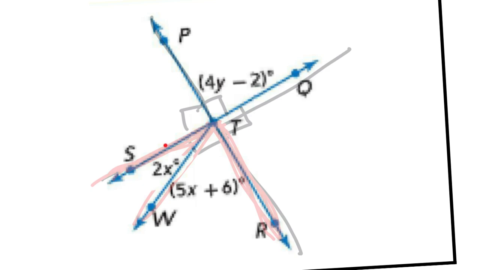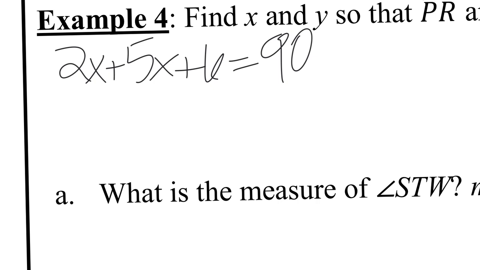Okay. So as I said before, because I know that these lines are perpendicular, I know I have 4 right angles. And so if this makes a right angle going from ST to R, then I add these two together and equal it to 90. 2x plus 5x plus 6 equals 90. And I'm going to combine like terms. I have 2x plus 5x, that's 7x. And then that 6 is not a like term. It does not have an x with it.